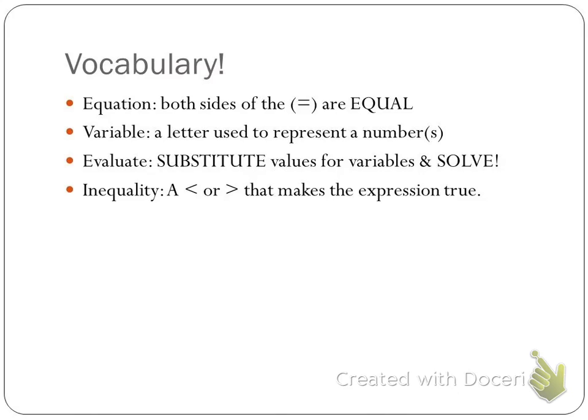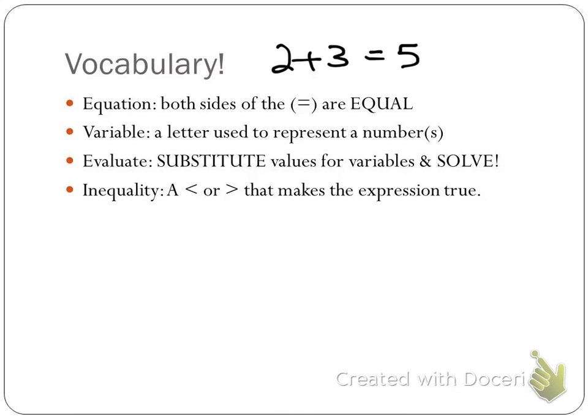The first is an equation. An equation occurs when both sides of the equal sign are equal to each other. So a basic equation would be 2 plus 3 equals 5. Well, what's 2 plus 3? 5. So it is true that 5 equals 5. So that is a true equation.